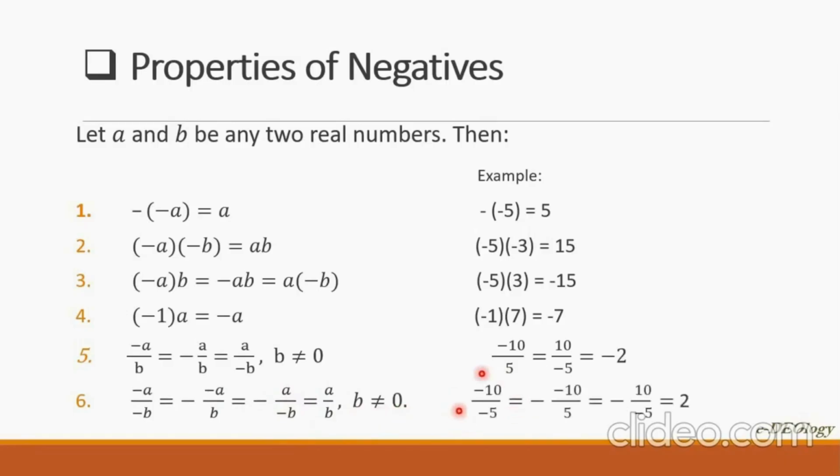One example here is negative 10 divided by negative 5. Or this is the same with the negative of the fraction negative 10 over 5, which is the same with the negative of the fraction 10 over negative 5. And for these three problems, the answer is positive 2.